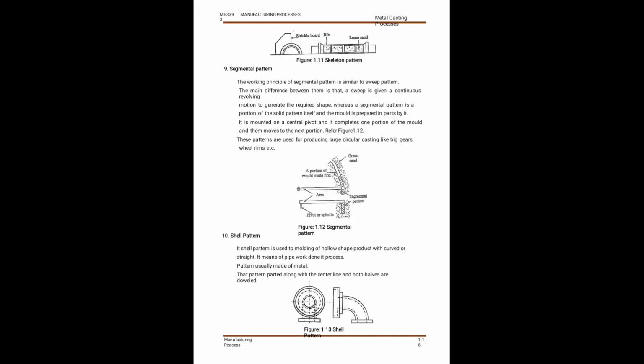And last one is the segmental and cell pattern. Segmental and cell patterns are both used for circular shapes. A segmental pattern is made as a ring segment, like the diagram itself. Here there is a center pivot, and the radius of the ring is set by an arm whose end is attached to the pattern, and the segmental pattern makes one circular ring. And cell pattern is used for producing hollow products like plumbing components.